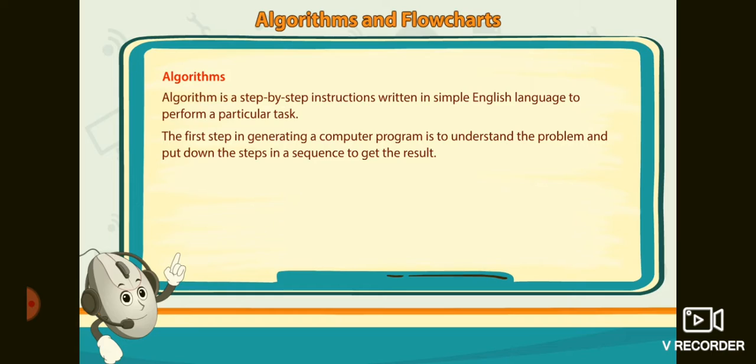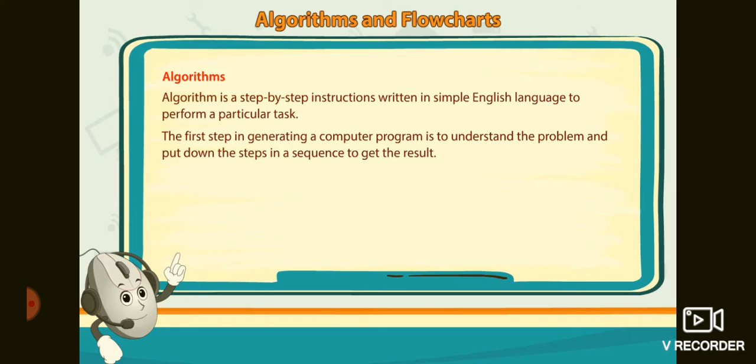Suppose I told you, please solve a mathematical problem, that is 2 plus 3. Then what will you do? You just write 2, then put the sign of plus, and then you will write 3, and then you will press the equal sign, and then you will find out the result, that is 5. So that is just like an algorithm, which you use in your daily life also.